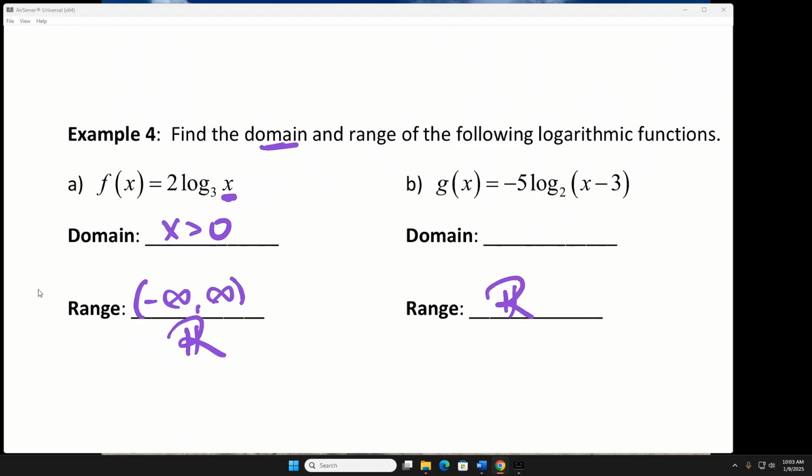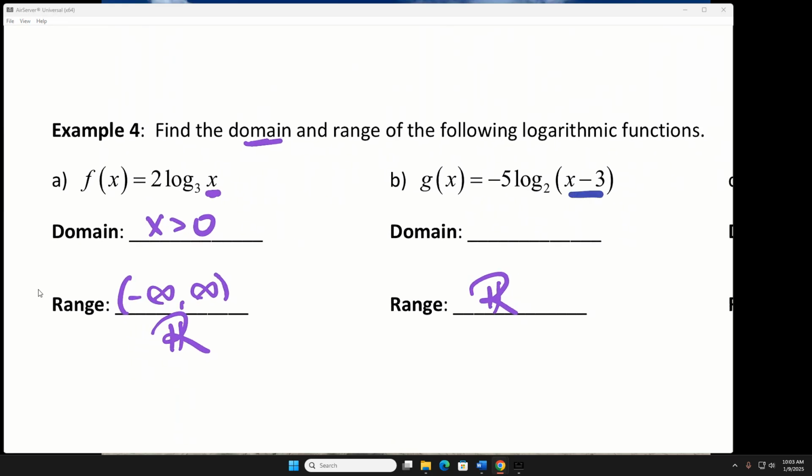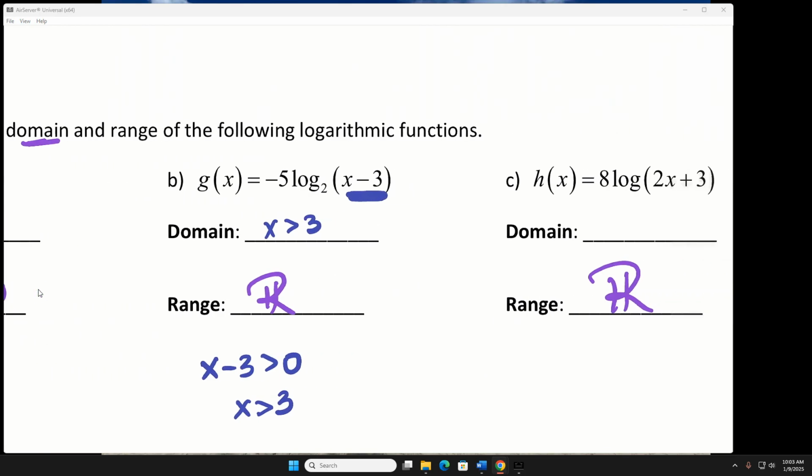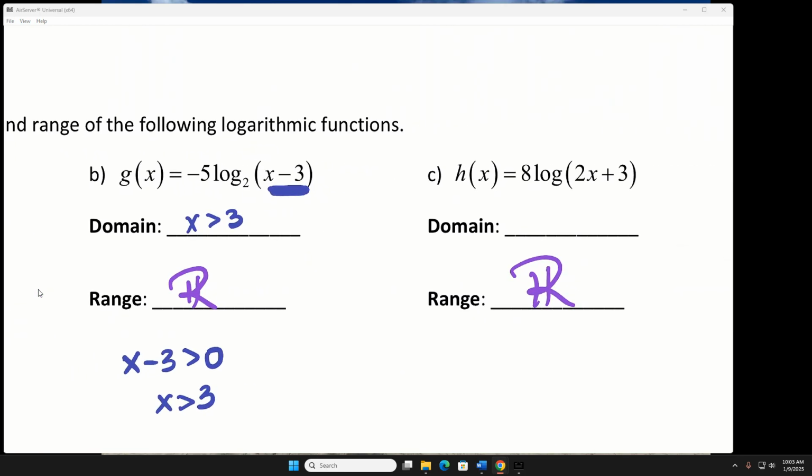Now B and C are going to be a little more challenging. So when I go to B, the argument has to be greater than 0. So that just means x has to be greater than 3. All right, so you guys figure out the domain on C for me, please. Don't forget, the argument has to be greater than 0.